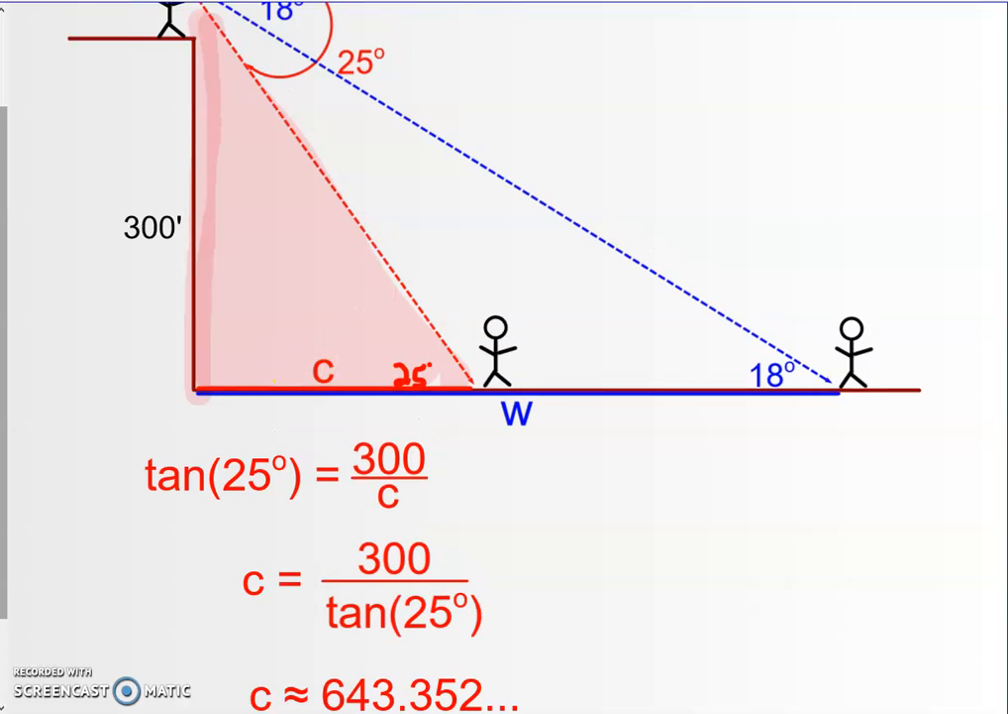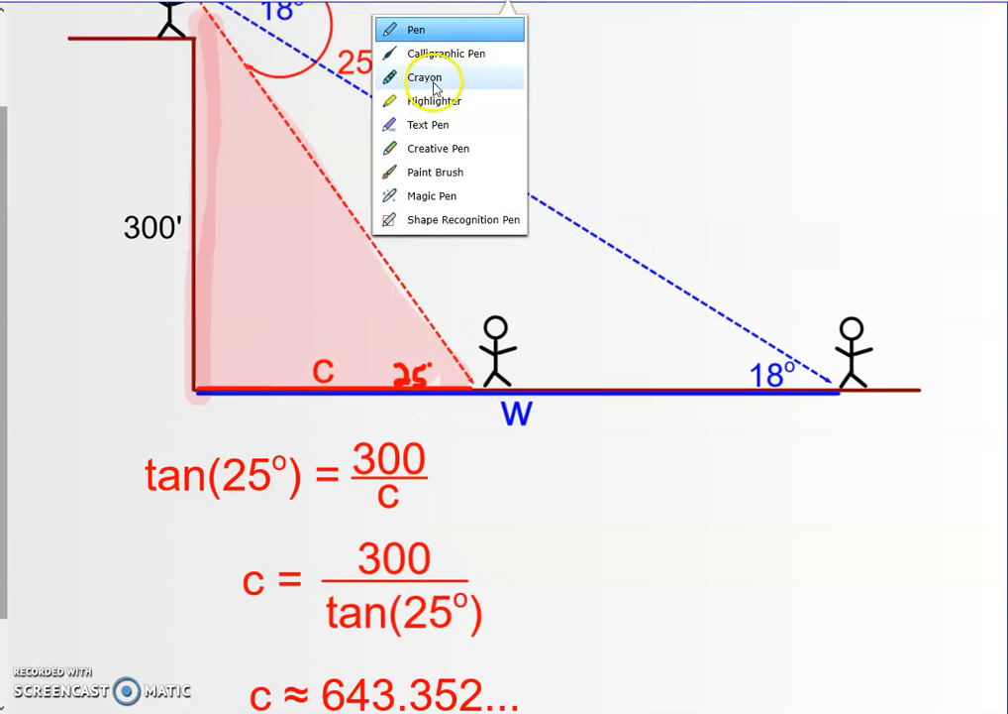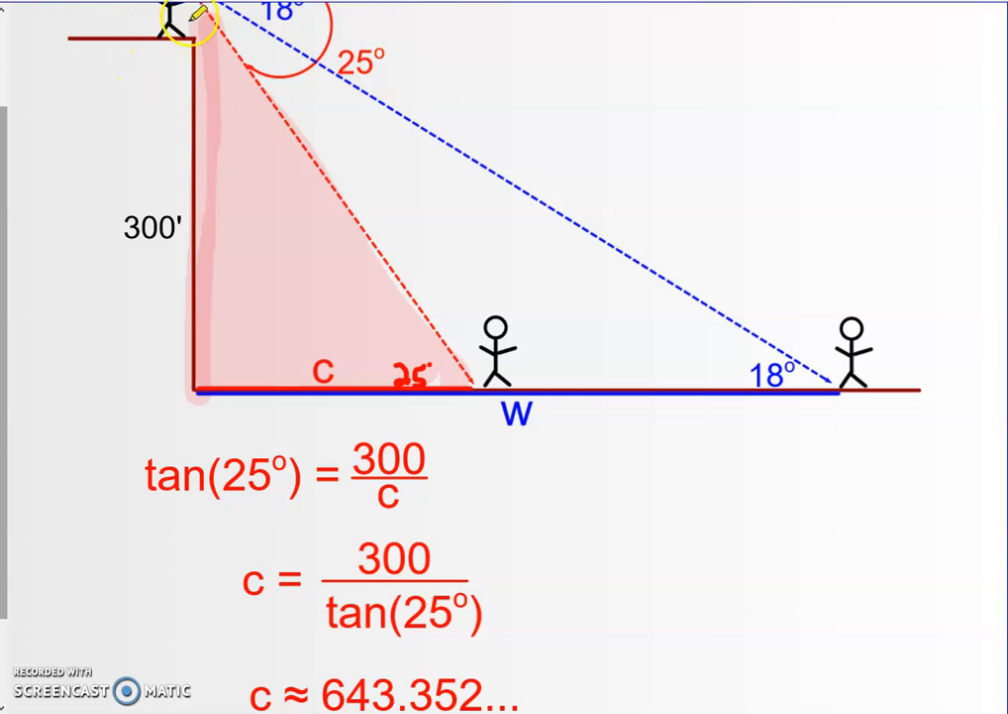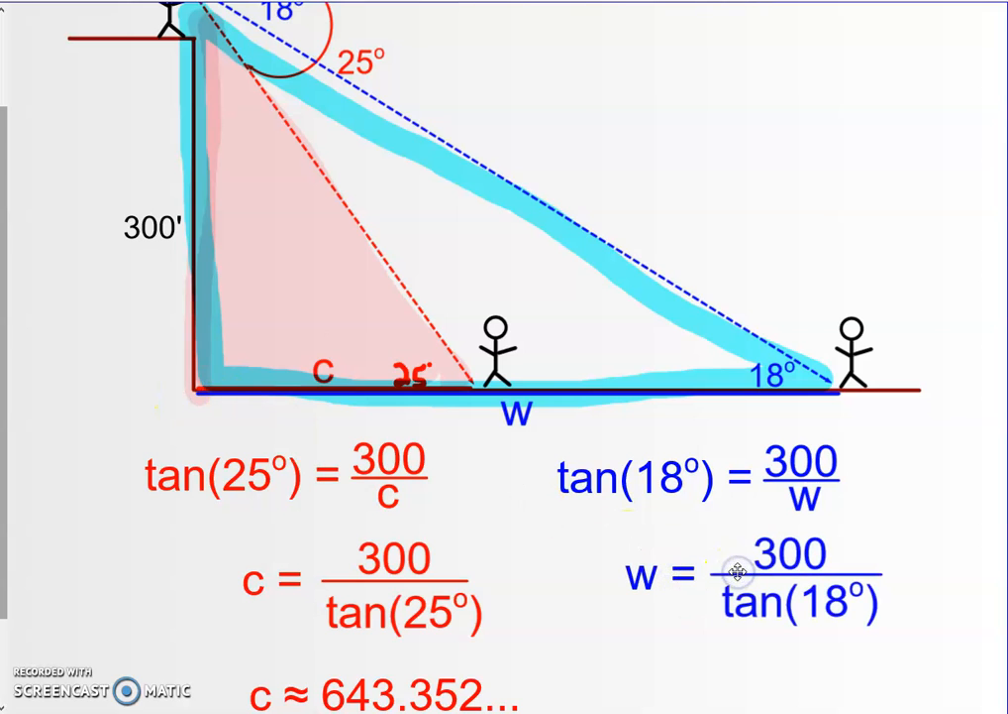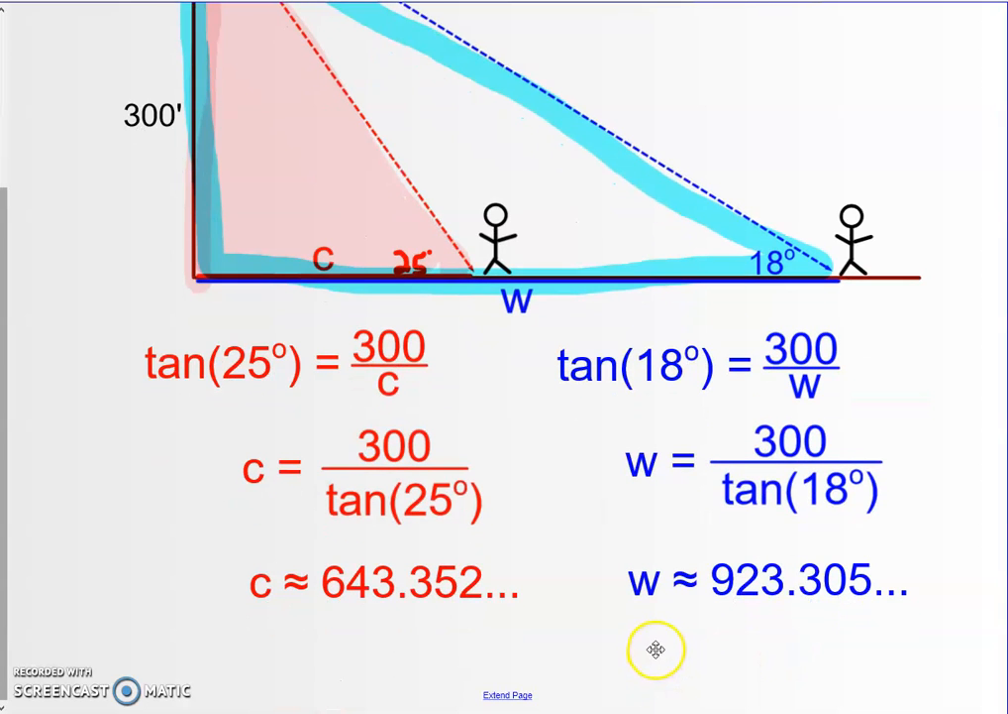Now I can do the same for this giant blue triangle that's Wesley's. So for Wesley, I know that again, the tangent of 18 is the opposite over the adjacent. Now W is the distance Wesley is from the base of the cliff. And so Wesley is 300 divided by the tangent of 18. So his distance is about 923 feet from the base of the cliff.